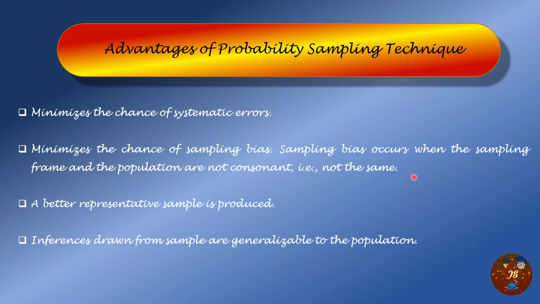So in this type of probability sampling technique, because it's very much mathematical in nature, and it's done step by step or stage after stage, there is a minimum chance of having the sample bias. A better representative sample is produced, definitely, because the sampling technique has been done in a very careful manner. Inferences drawn from the sample are generalized to the population, definitely, because the samples are chosen from the population and they bear the same characteristics of the population.